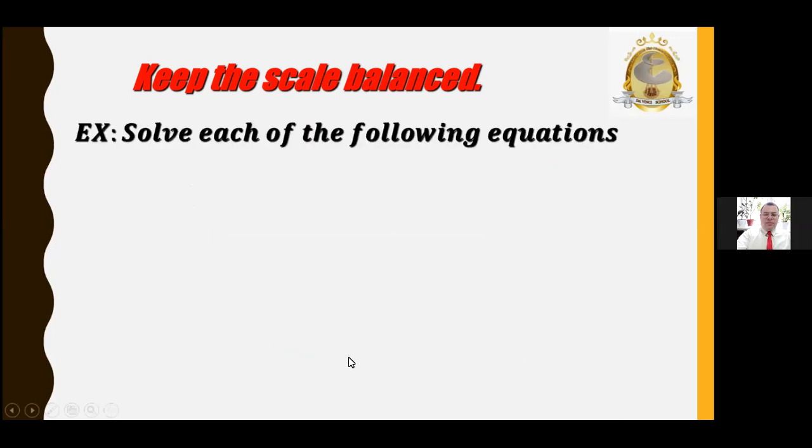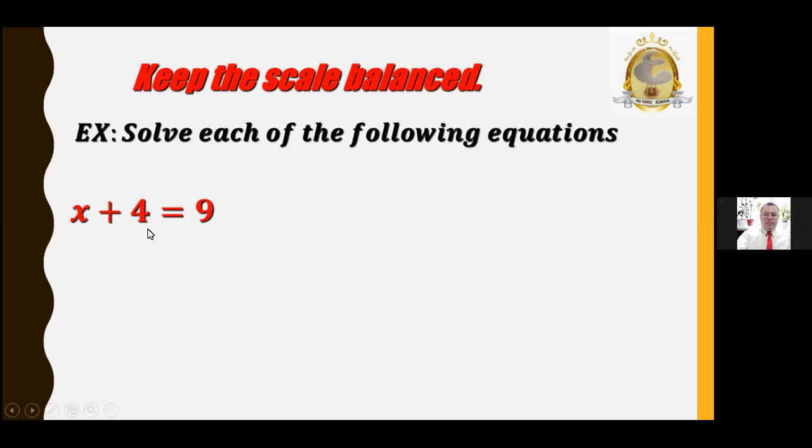Let's solve this one. Here, x plus 4 equal 9. As you see here, this is an equation with the variable x, the unknown part. To solve this equation, we have to find the value of the variable x that makes this equation true, that satisfies the equation. What number plus 4 equal 9?